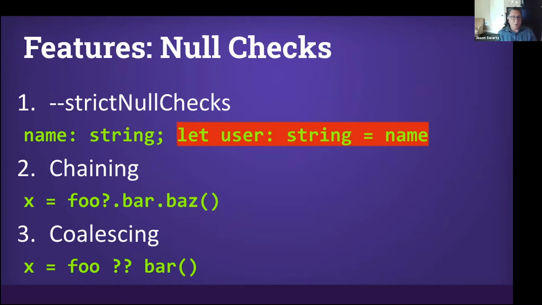Another nice thing is coalescing. And these are really nice checks to have because you don't want to have null exceptions happen in your web application in production. So coalescing, here's an example. If foo is null, it'll do nothing. If foo is not null, it'll go ahead and call the bar method. Anyways, really nice that TypeScript has some easy ways to prevent null errors from happening in production.